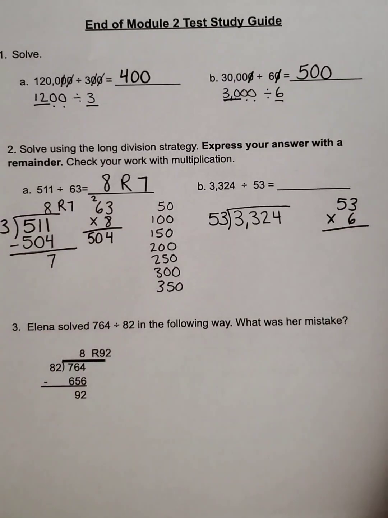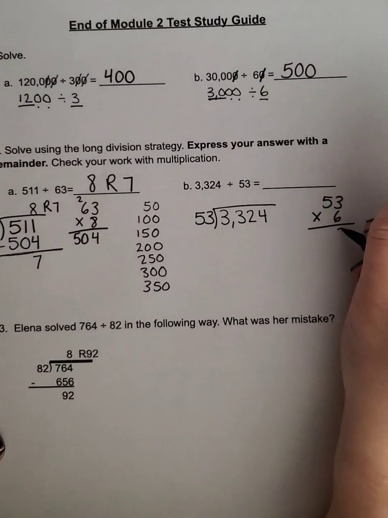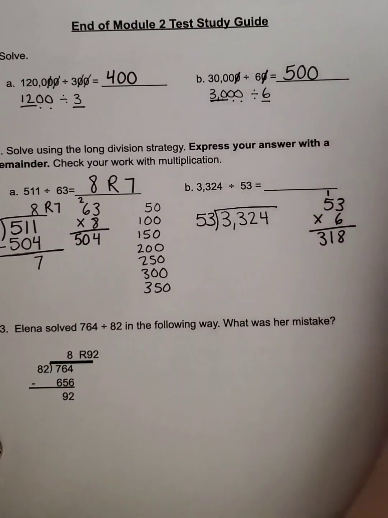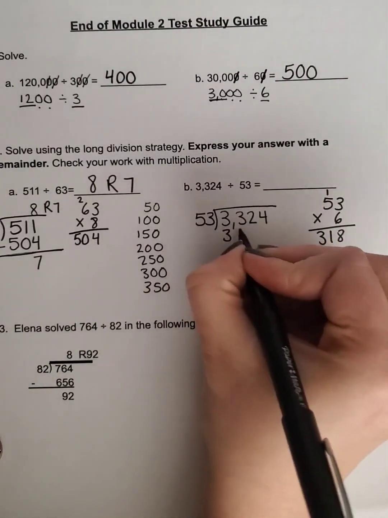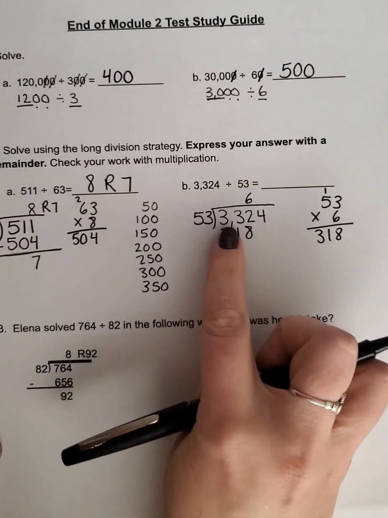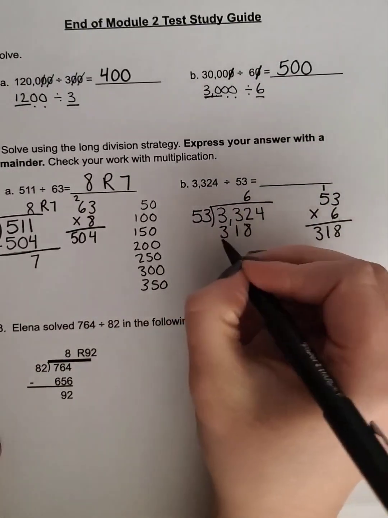3 times 6 is 18. 5 times 6 is 30, plus 1 is 31. So that's 318 goes underneath. 6 groups goes above the 2 here because I went out to 332. Subtract.